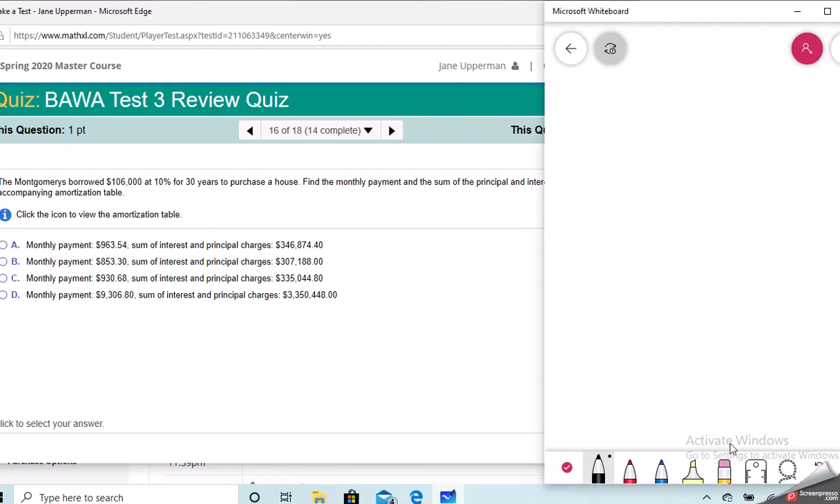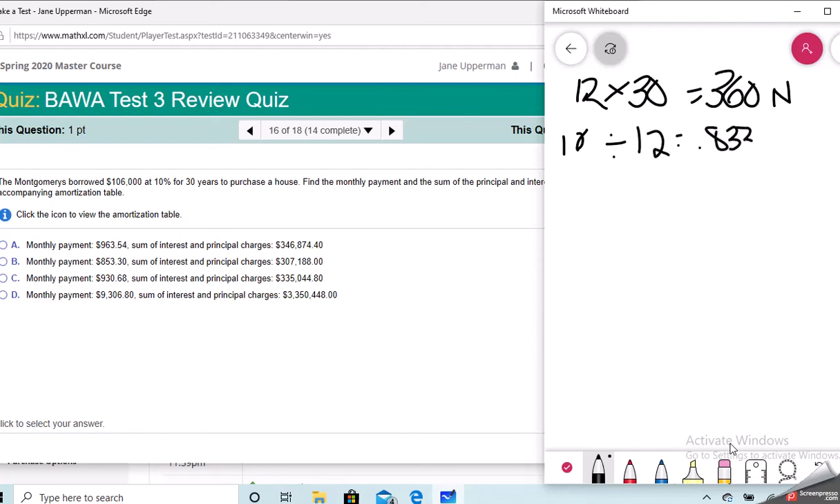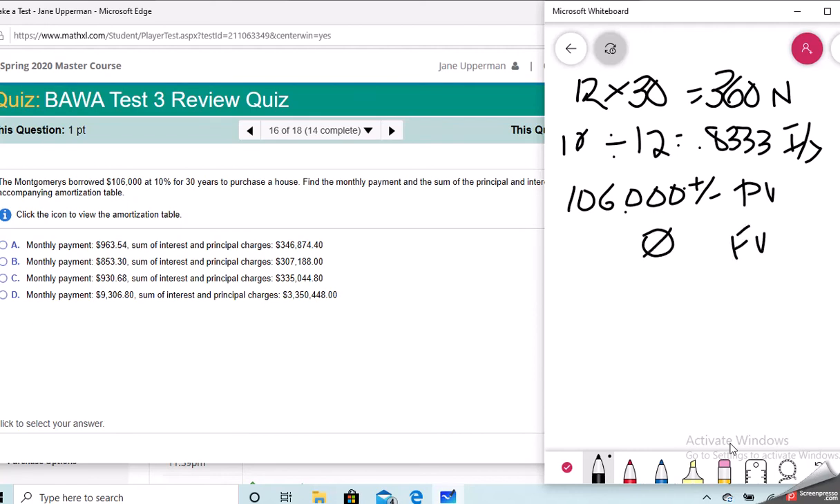So again, we've got monthly payments. So 12 times 30 years gives us 360 as our N. 10%, so it's the same rate again, divided by 12 gives us that 0.8333. They borrowed the $106,000, so that's our present value. The future value, it's a loan, it's a mortgage, so the future value is always 0. Compute our payment.